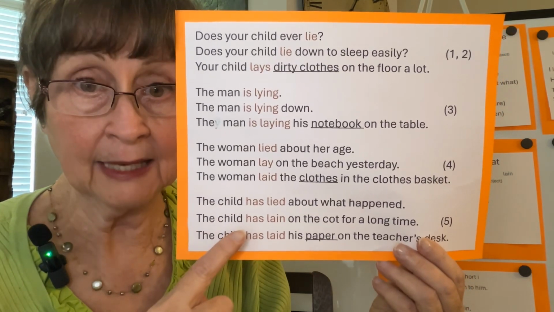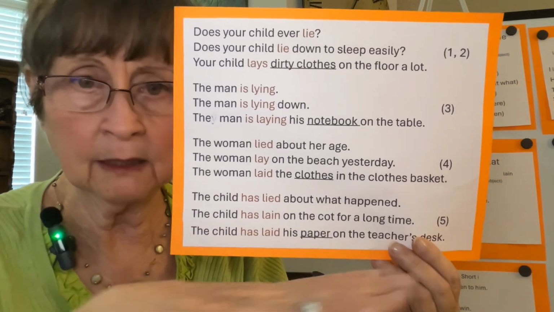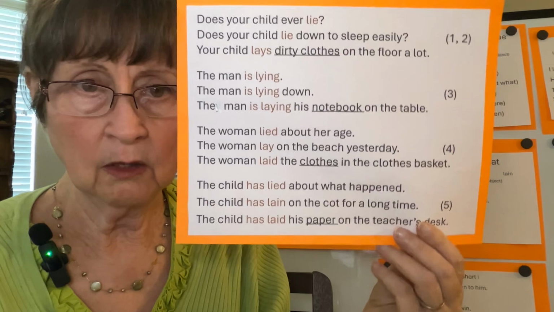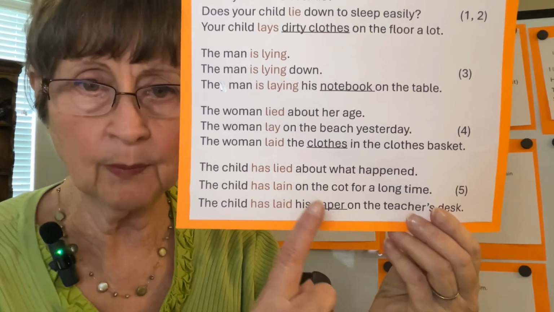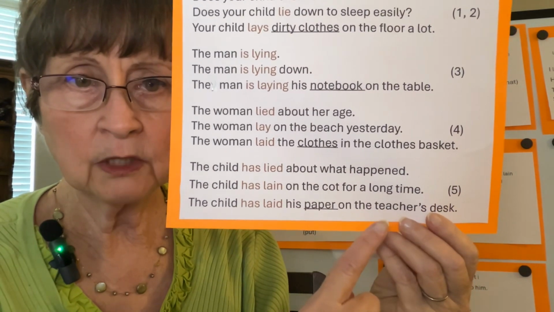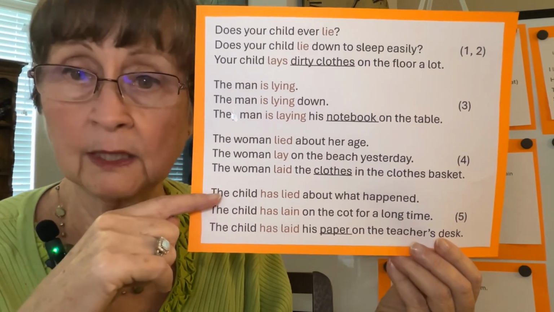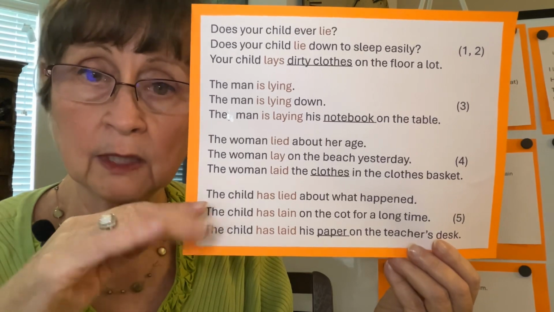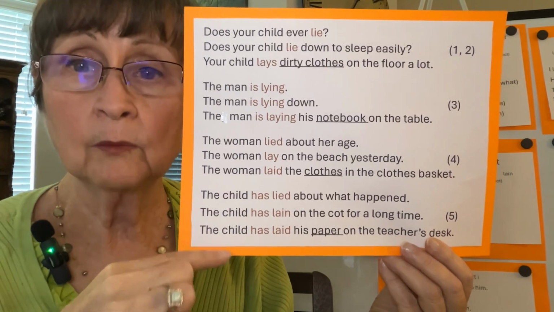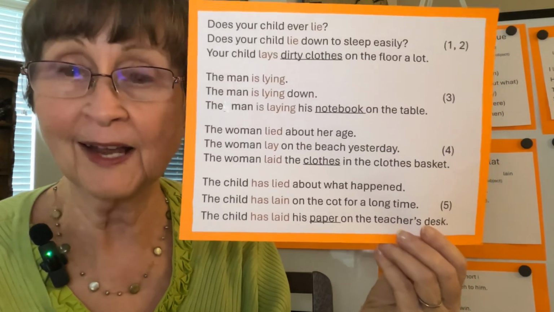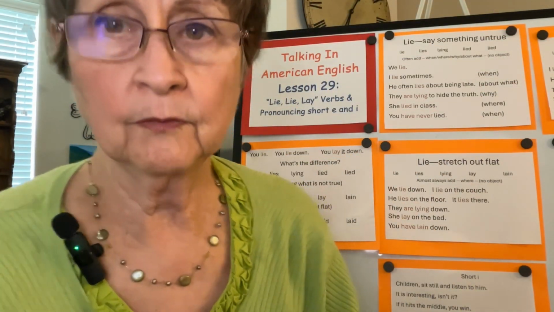The child has, these are all fifth form with a helper. The child has lain, stretched out on the cot for a long time. The child has laid his paper, direct object, on the teacher's desk. Those are examples of using lie, meaning not telling the truth, lie, meaning stretching out, and lay in some form. Lay means putting something somewhere. I hope that helps. Now let's move on to the little bit about the two short vowel sounds.